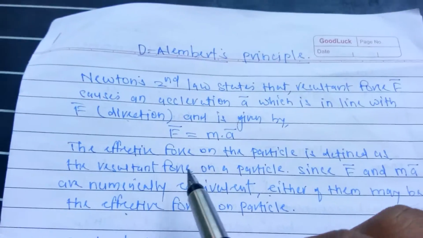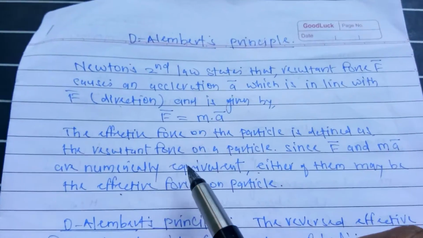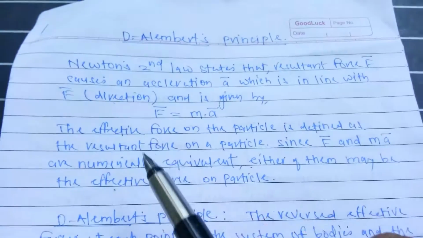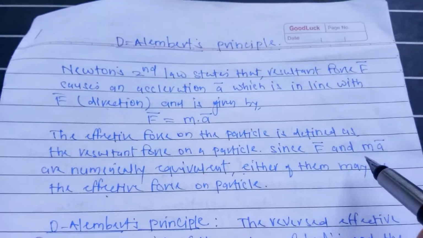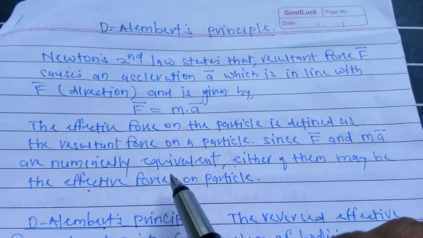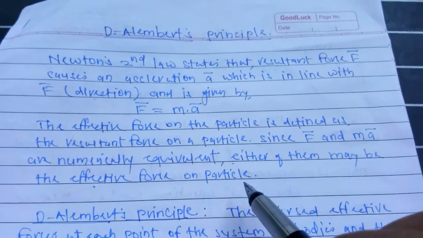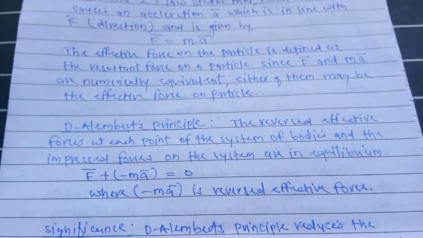The effective force on the particle is defined as the resultant force on the particle. So effective force and resultant force are nearly the same. Since F bar and m A bar are numerically equivalent, either of them may be the effective force on the particle. Next, D'Alembert's principle.